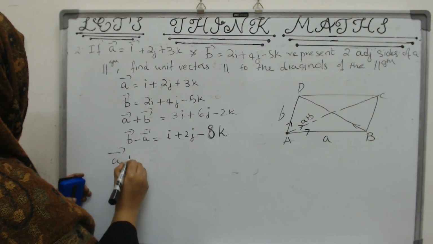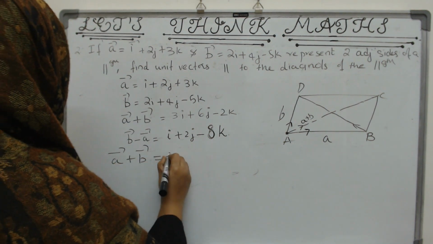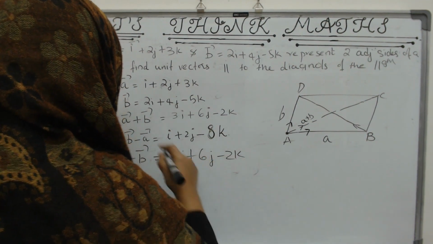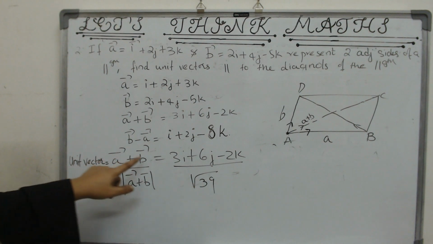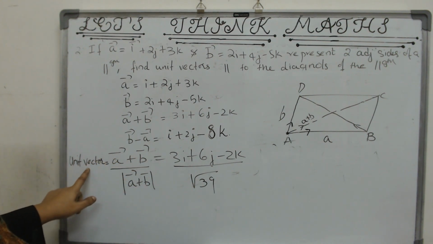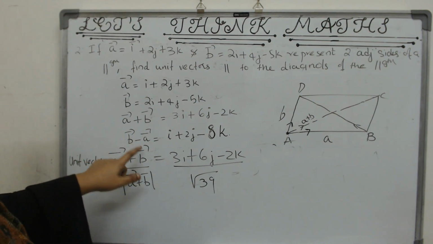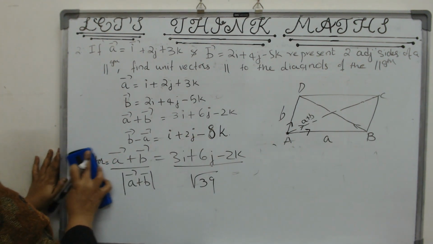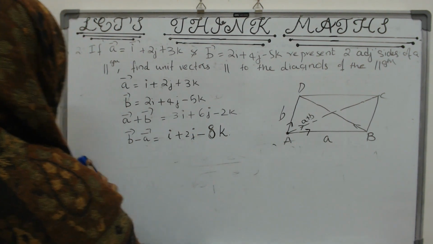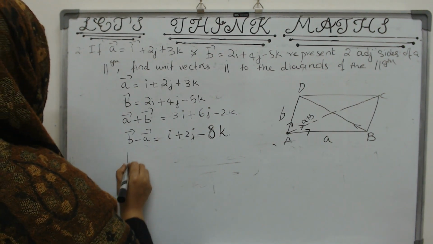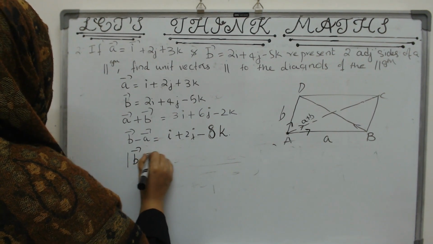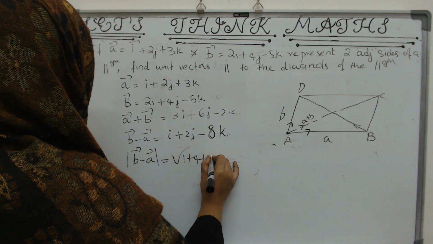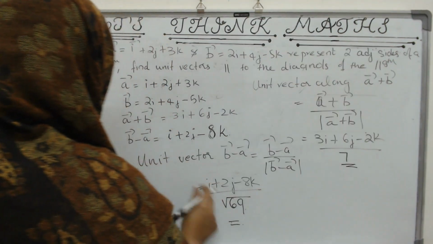So take the first diagonal. This is the first diagonal. What is its magnitude? The unit vector along this direction will have the same direction as A plus B. Now go to the second diagonal. What is its magnitude? Square root of 1 plus 4 plus 64. This will be the unit vector.